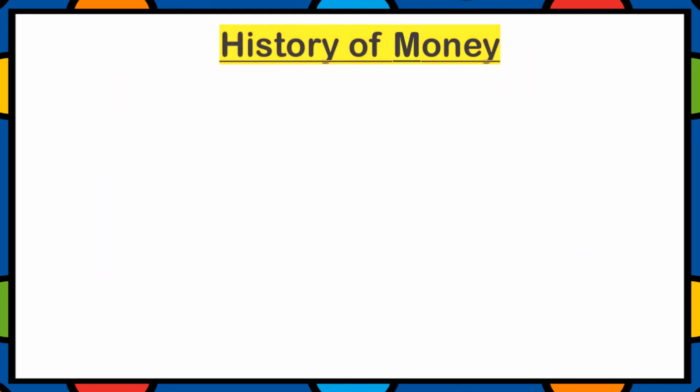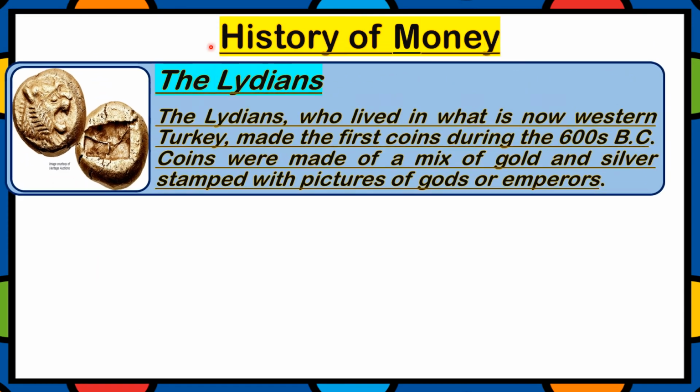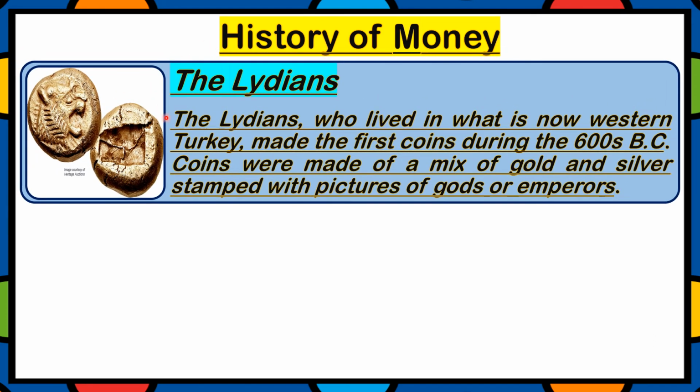Now, class, let us proceed to discussing the history of money. So, first one, class, the Lydians. The Lydians, who lived in what is now Western Turkey, made the first coins during the 600 BC. Coins were made of a mixture of gold and silver, stamped with pictures of their gods or emperors.